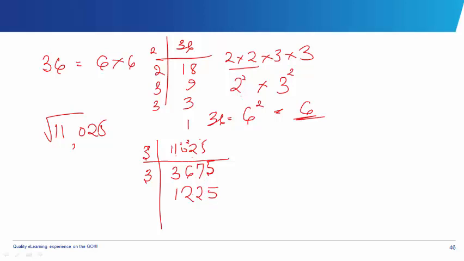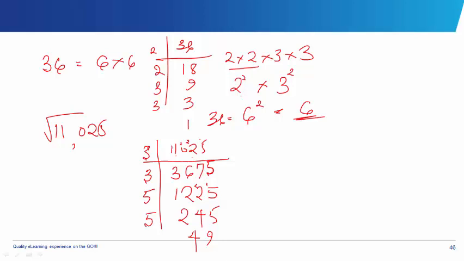Now can 3 divide again? 1 plus 2 is 3. 3 plus 2 is 5. 5 plus 5 is 10. 3 cannot divide, so let's use 5. 5 into this will give us 2. Carry 2. 4. Carry 2 here. 5. 5 can still divide because the last number ends with 5. So 5 into this will give you 4.